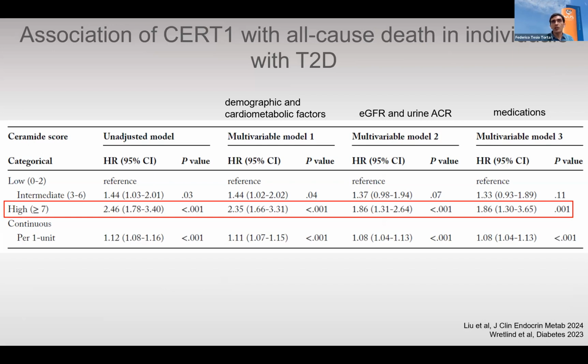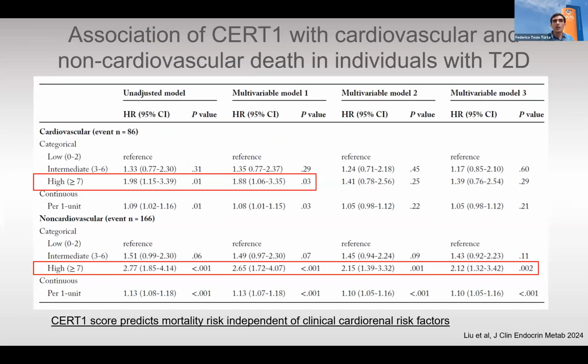And we also performed adjustment for demographic variables and cardiometabolic risk, but this did not change the association. The further adjustments for eGFR and then albuminuria attenuated the magnitude of the association, but still the association between the high ceramide risk score and all-cause death remained statistically significant. Adjustment for medication changed only minimally the strength of this association.